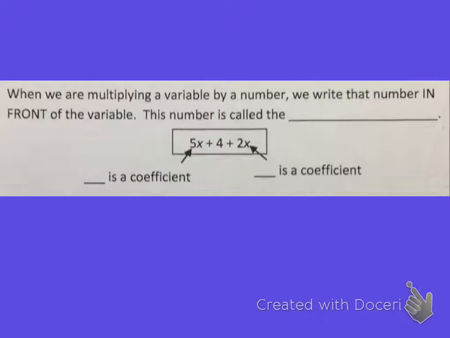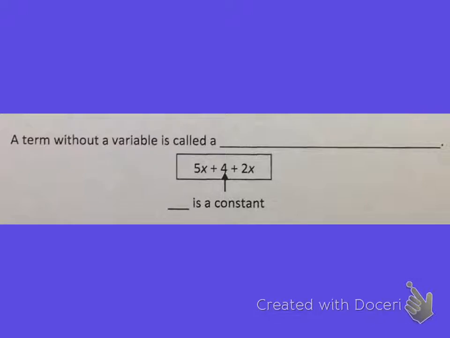When we are multiplying a variable by a number, we write that number in front of the variable. This number is called the coefficient. So in our expression 5x plus 4 plus 2x, 5 is a coefficient and 2 is a coefficient. A term without a variable is called a constant. So in our expression 5x plus 4 plus 2x, 4 is the constant.